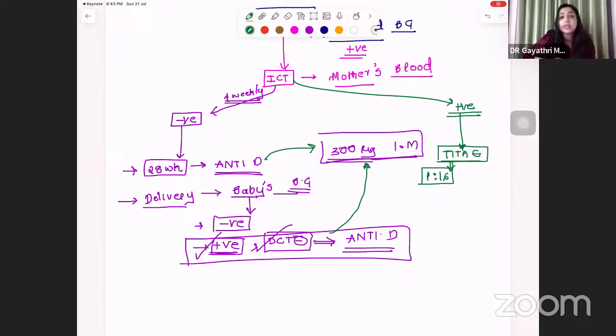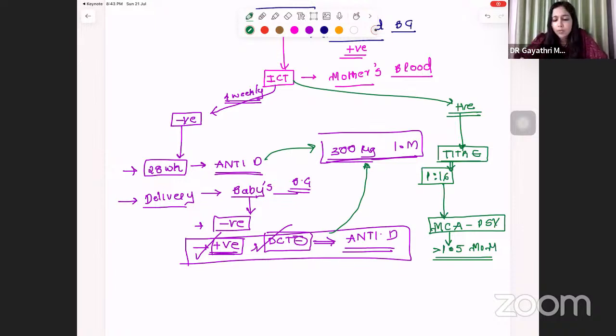If the titer is more than or equal to 1:16, what is the next thing that you will do? You will monitor the patient with MCA PSV, middle cerebral artery peak systolic velocity. If it is more than 1.5, you can just remember 1.5, but the ideal answer is 1.5 MoM, multiples of median. So basically we do the scan and get this value. Once you see that the middle cerebral artery velocity is increased, it is suggestive of fetal anemia.